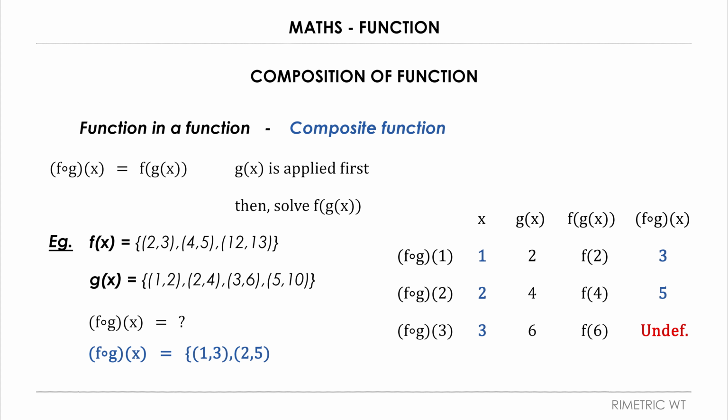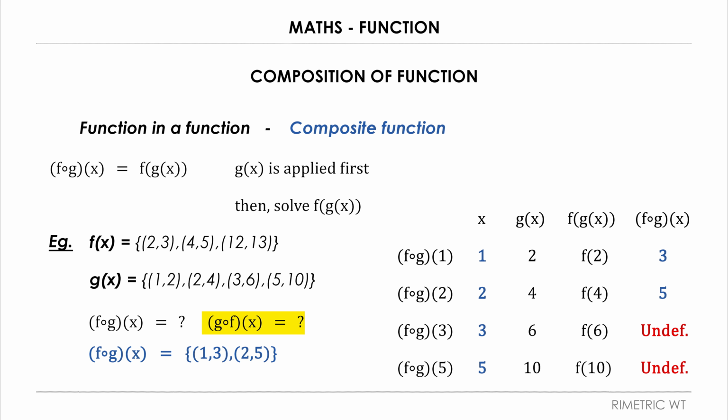The same applies to f of g of 5. Since g of 5 equals 10, we have f of g of 5 equals f of 10. However, f of 10 is not defined. Therefore, f of g of 5 is also undefined. Hence, the composite function f composed with g of x is represented by the set {(1, 3), (2, 5)}.